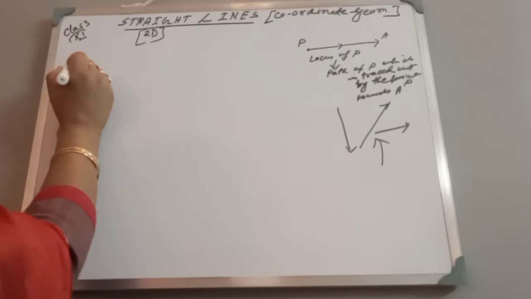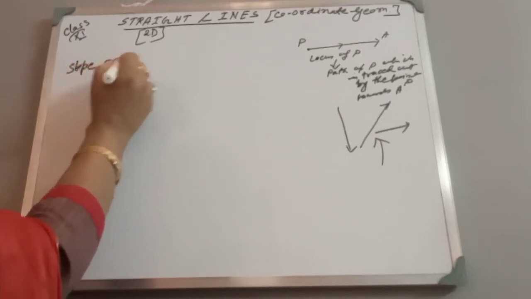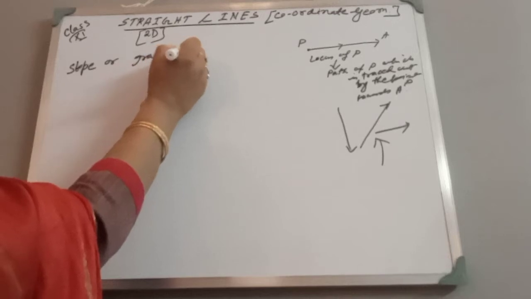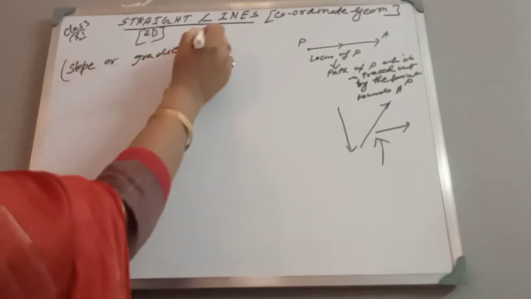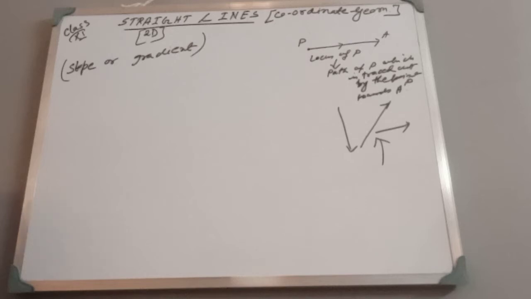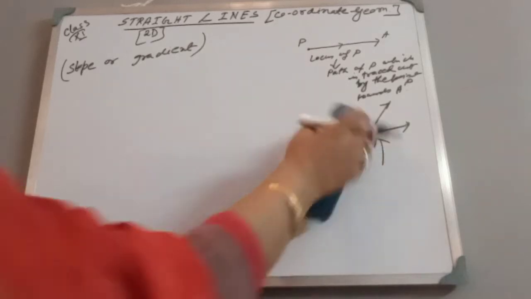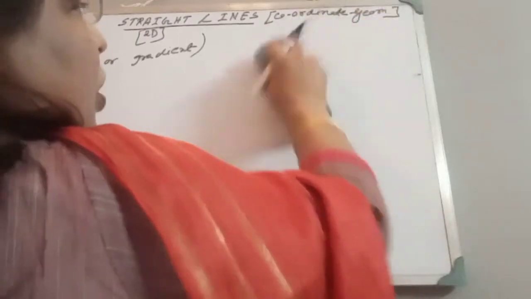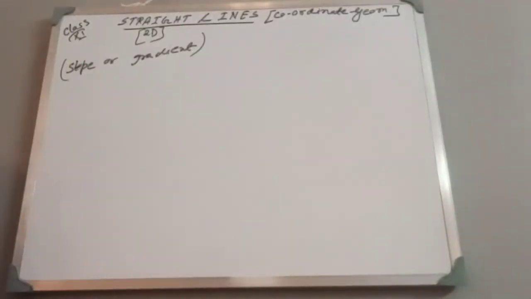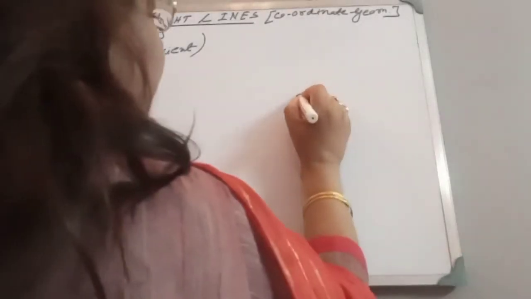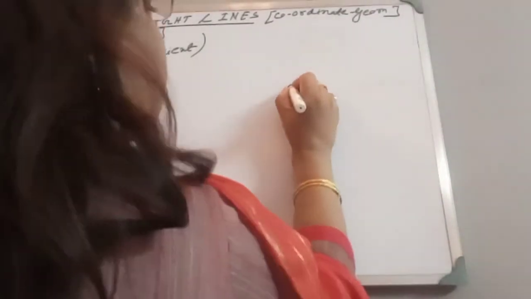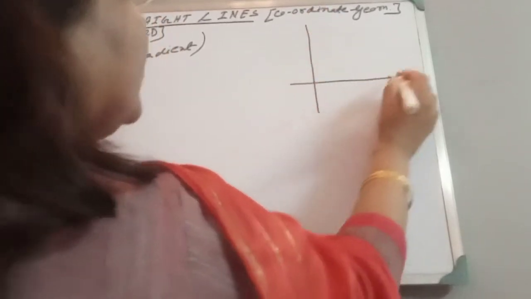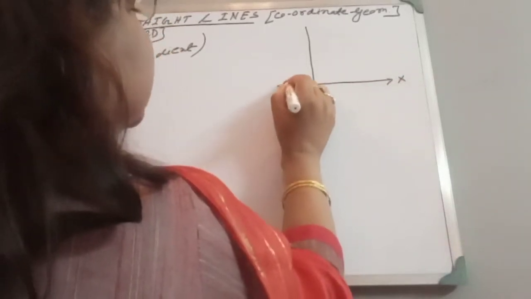Now we have to find what is the slope or gradient of the straight line. What is the slope or gradient of the straight line? Slope or gradient of the straight line means what? That means on the x-axis, the x-axis drawn should be a straight line. X-axis, say this is X'OX and Y'OY. Both the axes drawn.